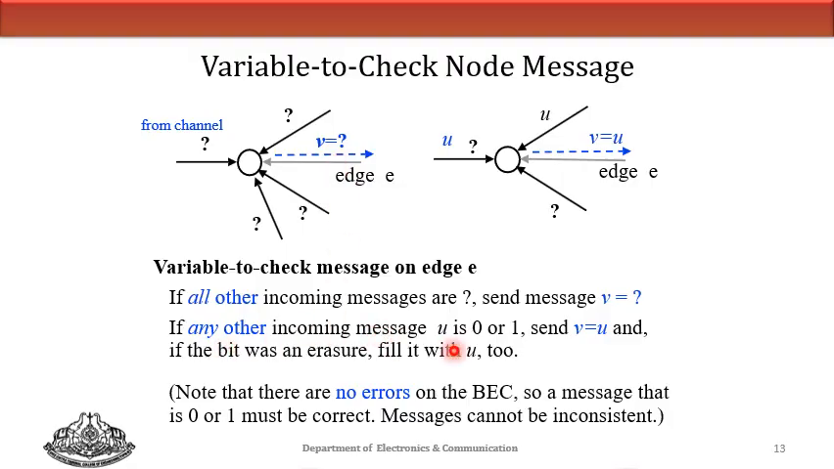If any other incoming message from the channel, let's take the incoming message as u, is 0 or 1, then send the message from the variable node to the particular check node as v is equal to that particular value u. And if the bit was an erasure, fill it with u2.